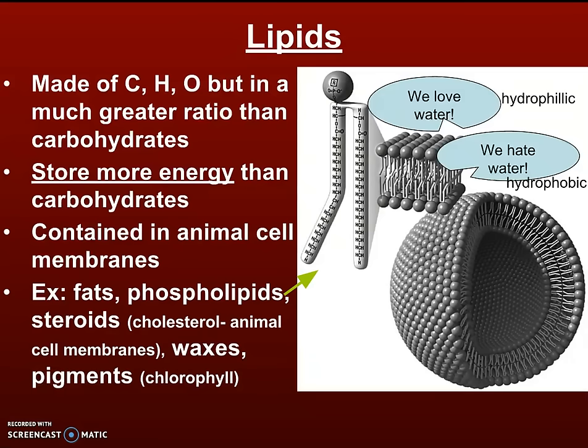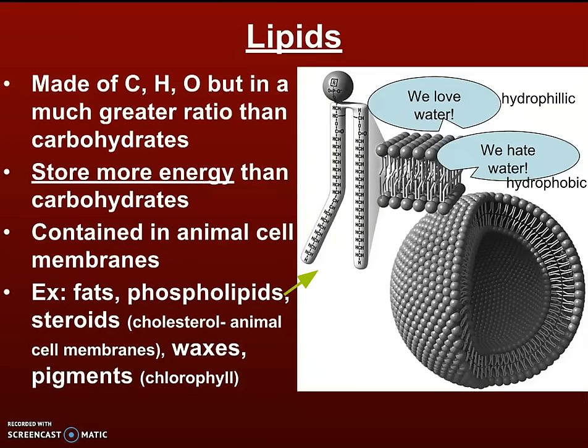And what they really have in common is that they are composed of carbon, hydrogen, and oxygen, but in a much greater ratio than in carbohydrates. And they look very different from carbohydrates, which you will recall look like little rings of sugar. And so lipids do not look anything like those, as you can see on this page here. They store more energy than carbohydrates also, and they are just a lot more complex, so we'll get into it.